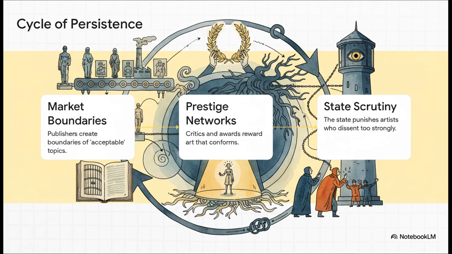Step 1, publishing markets draw the lines around what topics are acceptable or sellable. Step 2, the prestige networks, the critics, the awards, they reward the art and the artists who play within those lines. And finally, Step 3. State scrutiny comes in as the heavy, punishing anyone who dissents too loudly or too effectively. Each part just locks the others into place.